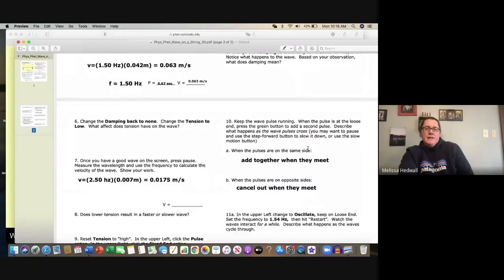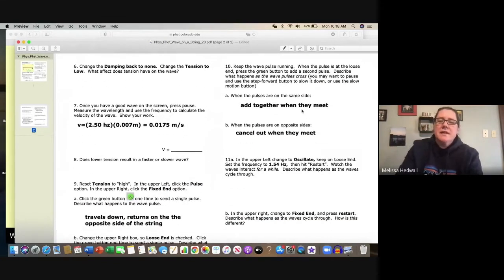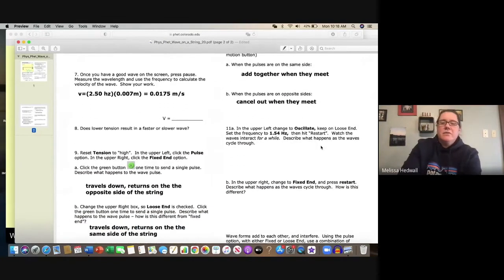So if we put that in here, when the pulses are on the same side, they add together when they meet. When the pulses are on the opposite side, they cancel out when they meet. And this will actually lead into what we do after break with something called standing waves.